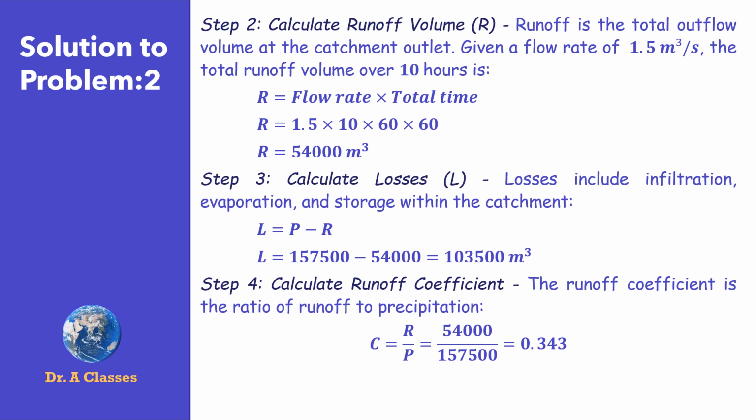Step 4, calculating runoff coefficient. The runoff coefficient is the ratio of runoff to precipitation. If the runoff coefficient is C, it is therefore equal to R by P. R is runoff, P is precipitation, that is equal to 54000 by 157500, that is equal to 0.343.